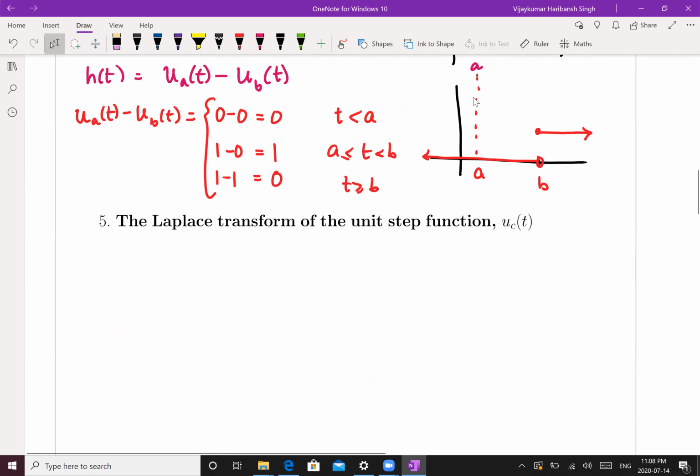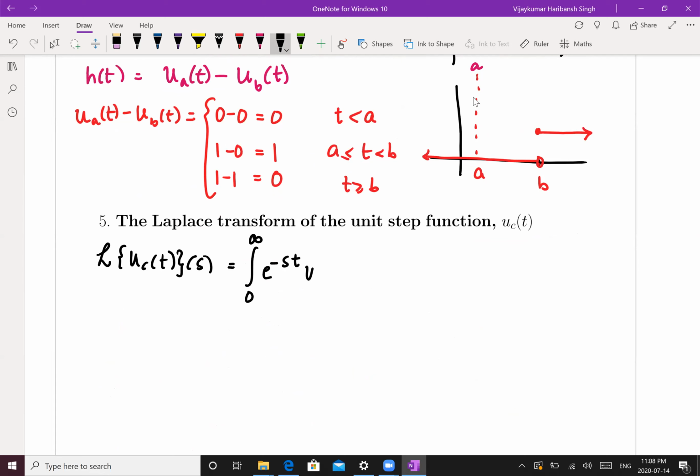So let's study the Laplace transform of the unit step function u c of t. Again, by definition, the Laplace transform of u c of t evaluated at s is the integral from 0 to infinity of e to the power minus s t times u c of t dt.